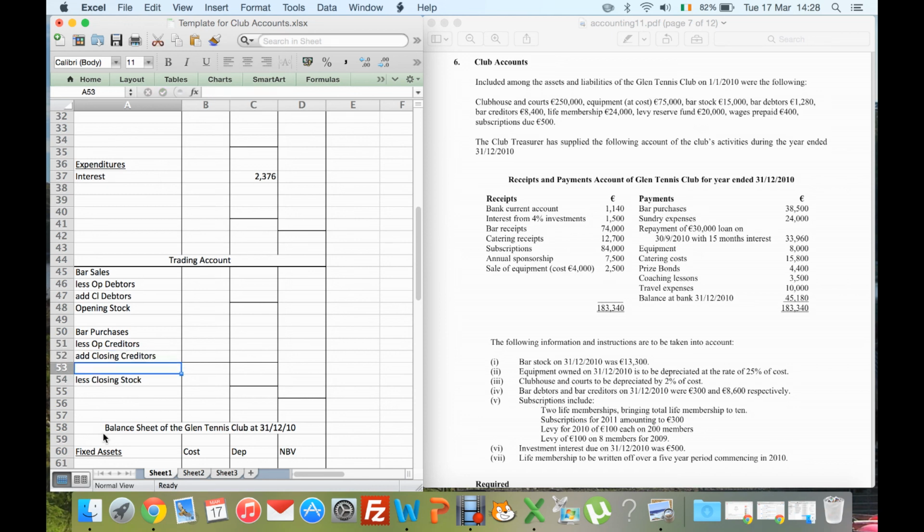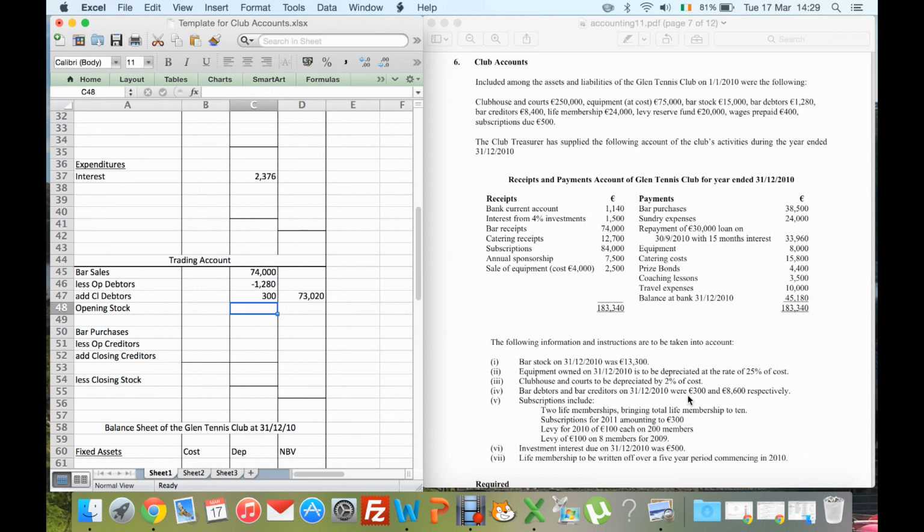Now remember, these closing creditors are people that we owe money for. We bought the stuff and we haven't paid them yet, so therefore that's why we're adding it on to our purchases. So our bar receipts is 74 grand. The opening debtors at the top of the question, 1280. And that's going to be a minus. The closing debtors is 300. So we add those three together.